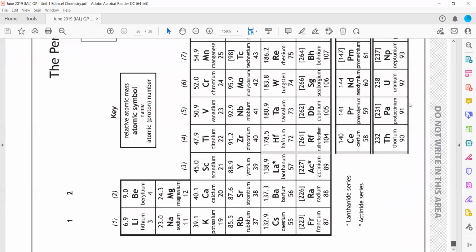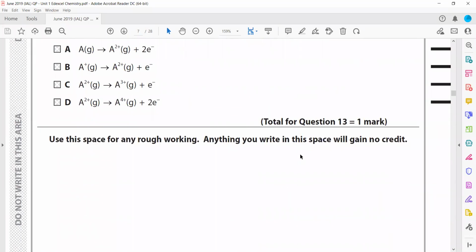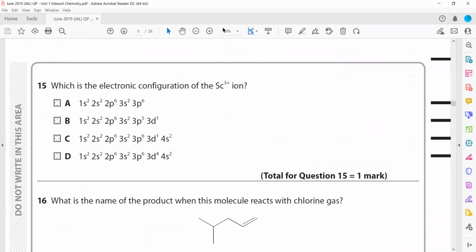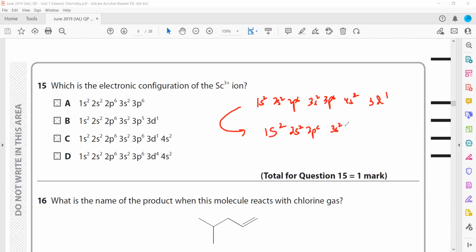Remember, whenever you have a D block element, first write the electronic configuration and then remove the electron, not directly. So first I will write the scandium electronic configuration for 21 electrons. So 1s2, 2s2, 2p6, 3s2, 3p6, 4s2. So 20 are there, and then 3d1. Now this is in terms of energy, but it should be in order. So 1s2 should be there, then 2s2, 2p6, 3s2, 3p6, 3d1, 4s2.